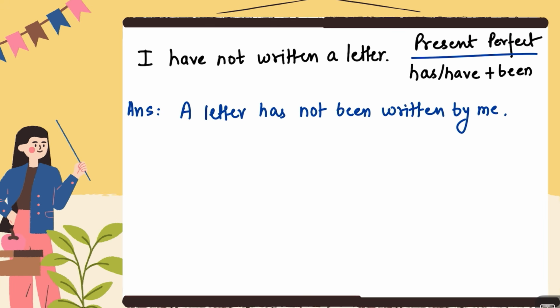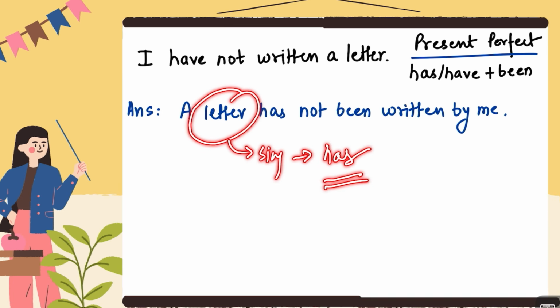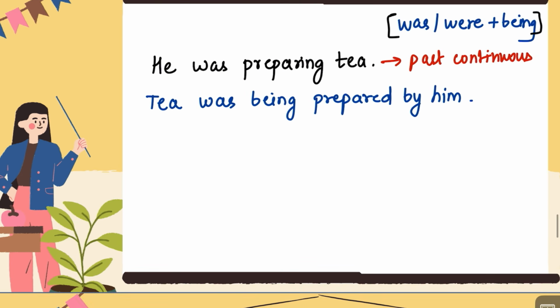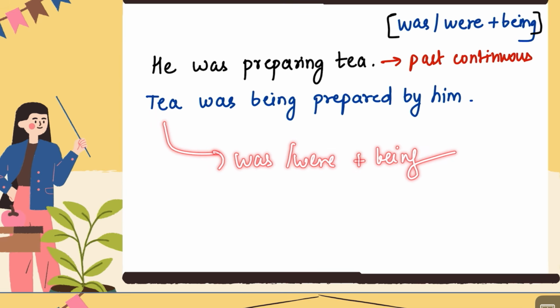Next is present perfect. I have not written a letter. A letter has not been written by me. Since letter is singular, we'll be using has. He was preparing tea. Now this is past continuous. So we'll be using was or were plus being in the passive voice.